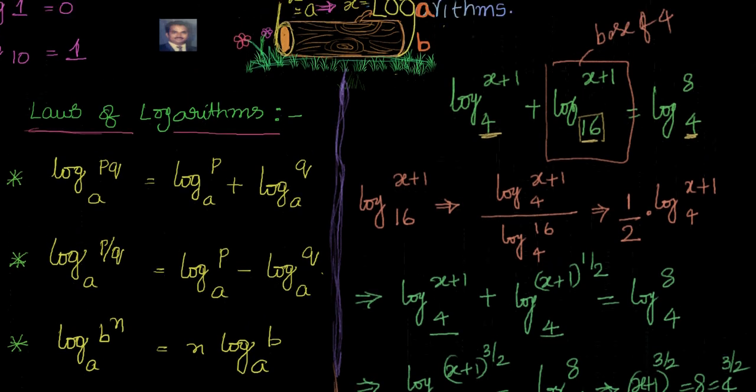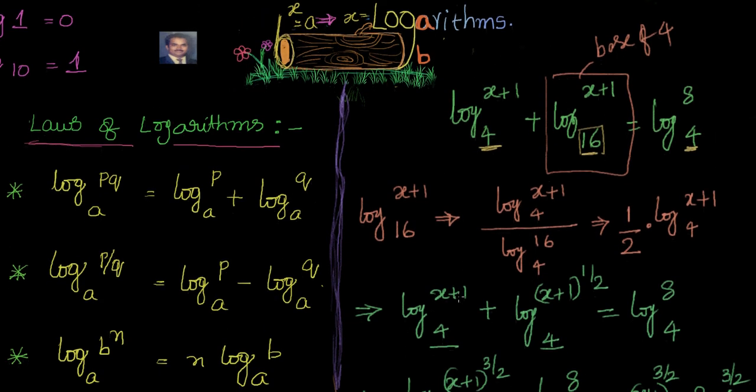So what we have learned from this, if you observe very carefully, is that when you are converting 16 to the base 4, this value also became a square root, right? The square root of 16 is 4. We went for 4, we applied the square root here, and here also automatically the square root got applied. That's what you got, right? x plus 1 to the power of half. This is nothing but log of x plus 1 to the power of half to the base 4, right?